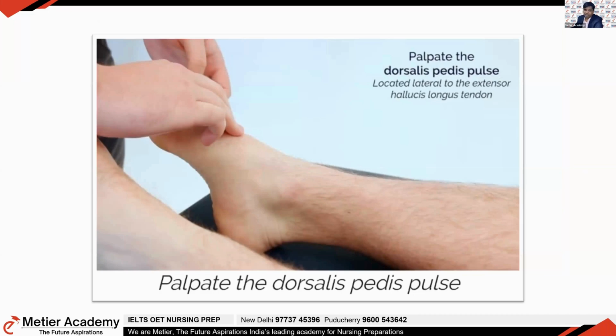Once again, an important image-based question. If someone is assessing the pulse here, you should know that it is the dorsalis pedis pulse. It is very important. Why? Absence of the dorsalis pedis pulse means the patient is going into hypovolemic shock.